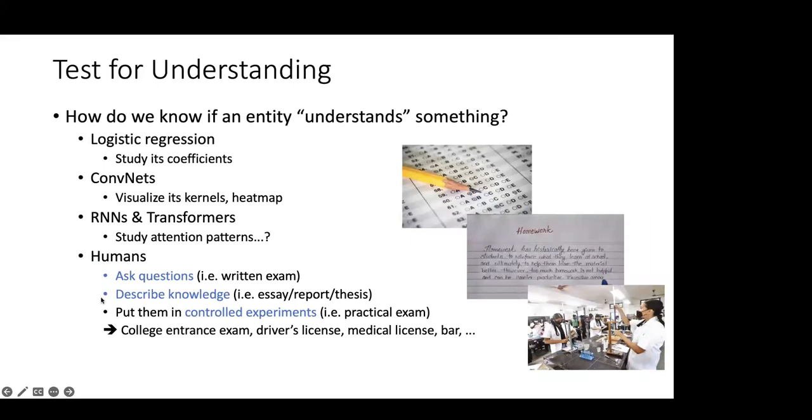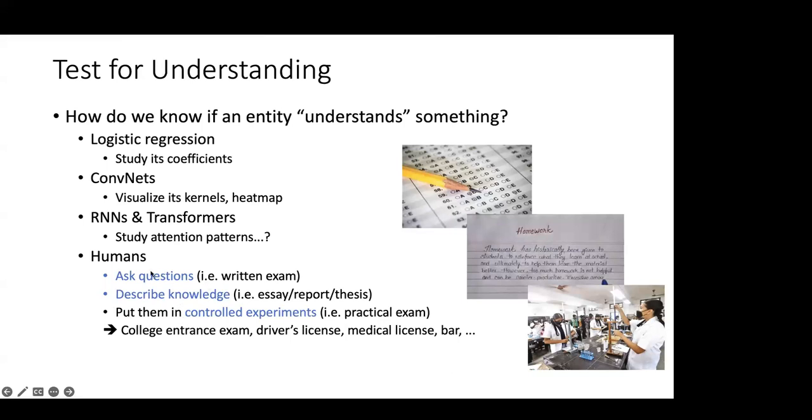So I think there are mainly three ways to evaluate how humans understand something. We ask questions about certain topics, which amounts to a written exam, or we let them describe knowledge, like write reports, or like myself, giving a talk, or a thesis, reports, essays. And I think the strongest form is to put them in a controlled experiment, which is having them practice something, like drive a car to see if you can drive a car, or treat a patient to see if you can be a doctor.